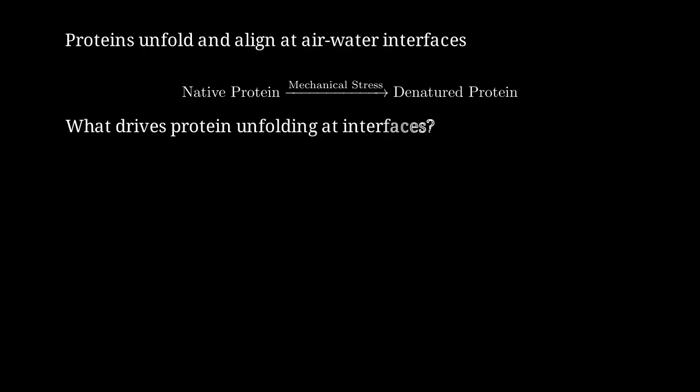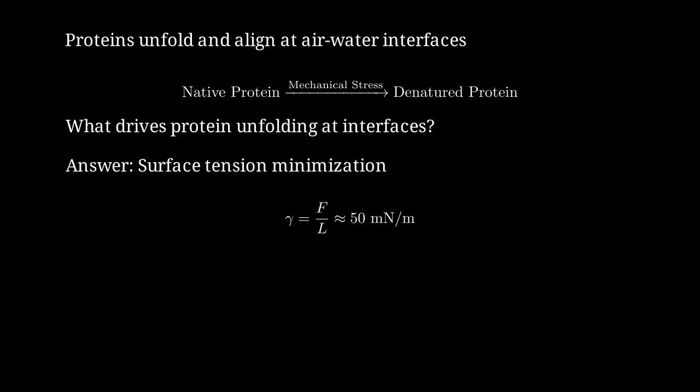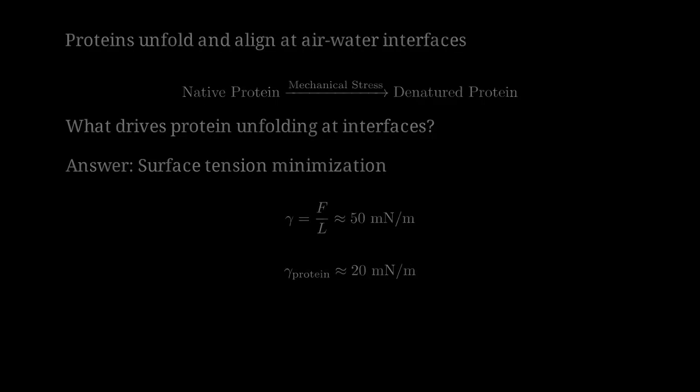But what actually drives this protein unfolding at the bubble interfaces? The answer lies in surface tension minimization. Proteins reduce the energy cost of creating new air-water interfaces. The surface tension gamma equals force per unit length, approximately 50 millinewtons per meter for pure water. With proteins at the interface, this reduces to approximately 20 millinewtons per meter.